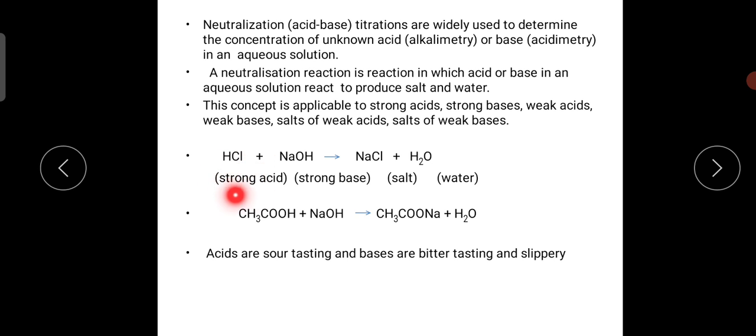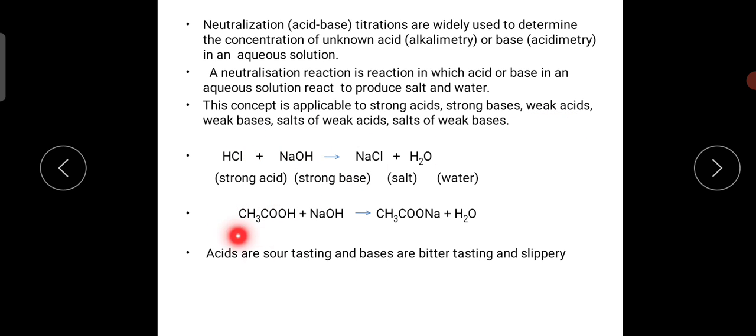See, this is an acid and this is a base. When they react together, we'll get a salt and water. See, this is NaCl salt and H2O. This is called a neutralization reaction. These reactions are applicable to strong acids, strong bases, weak acids, weak bases, and their salts also.